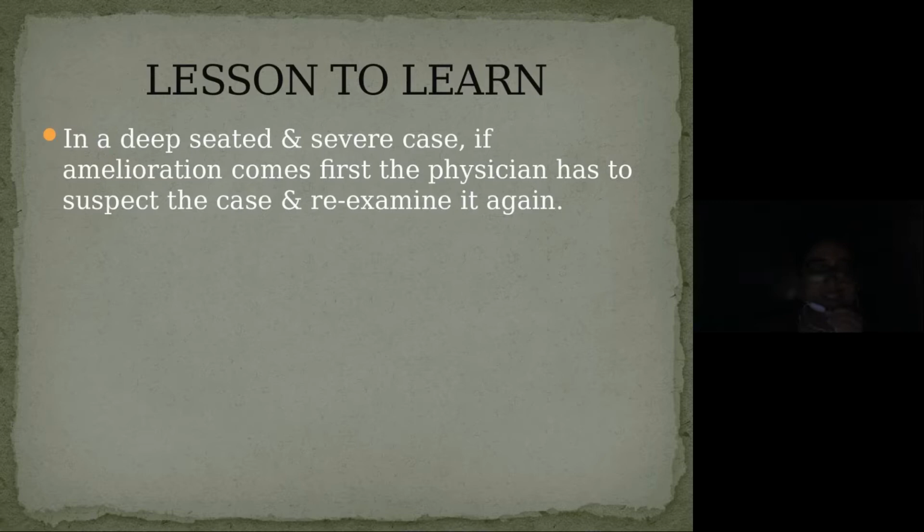So now, what is the lesson we learn from the fifth observation? In a deep-seated and severe case, if amelioration comes first, the physician has to suspect the case and re-examine it again. If amelioration comes first, the physician always has to suspect whether it is a curative action or a palliative action. So especially in deep-seated or severe cases, if the amelioration comes first, we have to suspect and re-examine whether there are any obstacles to cure or whether anything went wrong in choosing the remedy. That is the lesson we learn from the fifth observation.